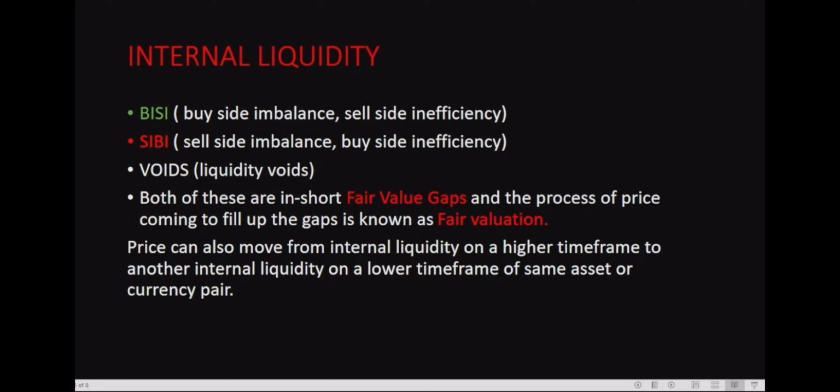Now, what this means is that if you have a 4-hour buy side imbalance, sell side inefficiency, a 4-hour candle like that, inside that 4-hour candle, if I go down to 1-hour charts, or let's say 15-minute charts, I'll still be able to find some fair value gaps that price is likely going to fill inside of that 4-hour candle. That is my higher time frame fair value gap. Okay, I will also try to find a particular scenario in the market where I can show you this as well.